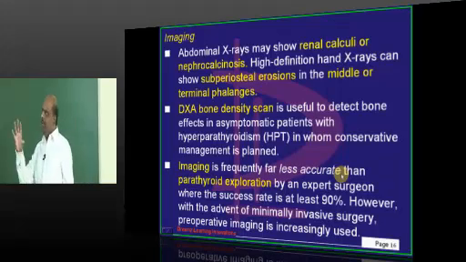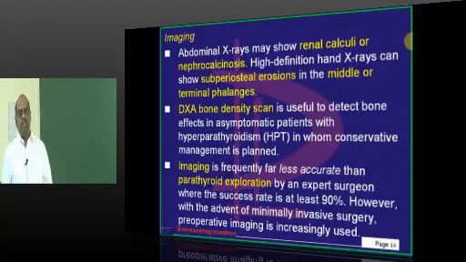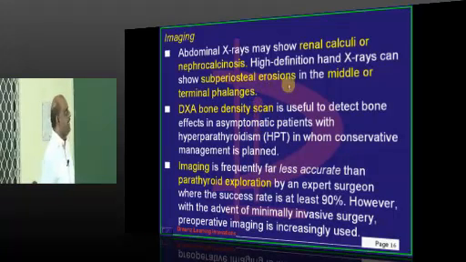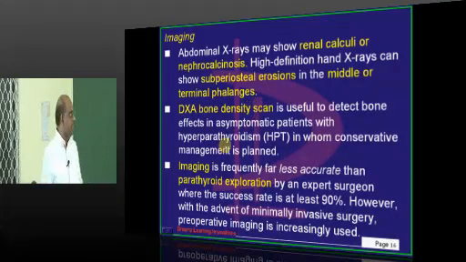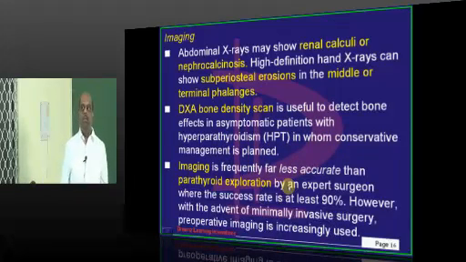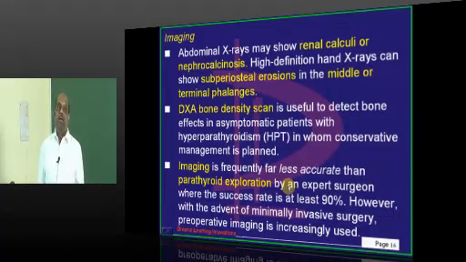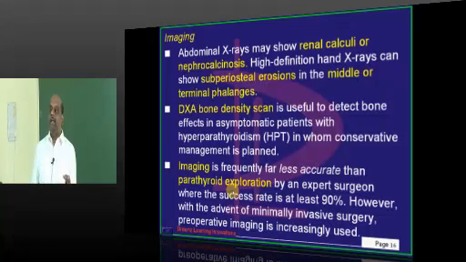Now, if you do imaging, what do you see? Abdominal X-rays will show renal calculi and nephrocalcinosis. X-rays will show subperiosteal erosions in the middle and terminal phalanges. If you do bone density scan, DXA, then it is very, very useful, especially in asymptomatic patients with hyperparathyroidism. Suppose you are planning the conservative management, see how much the bone got eroded by the hyperparathyroidism.